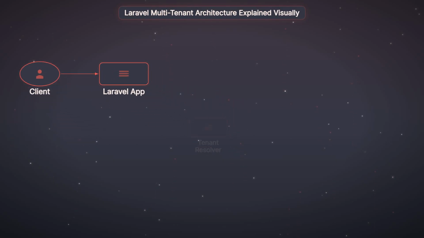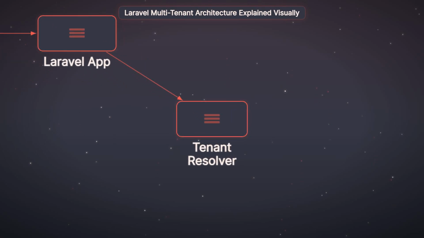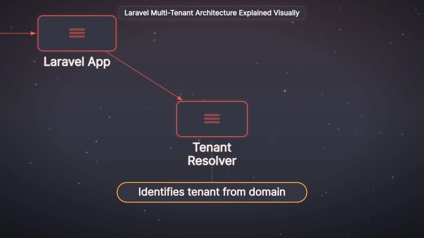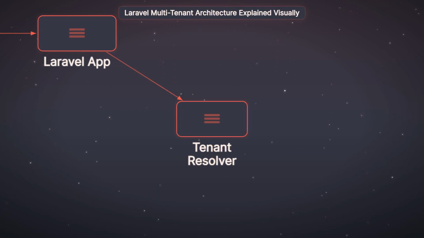Let's dive in. The first layer is the tenant resolver middleware. This component intercepts every request and inspects the domain or subdomain to determine the tenant ID. It then sets the tenant context on the request, which all downstream components rely on. Without this middleware, the app wouldn't know which database, cache, or queue to use. Think of it as a smart switchboard that routes each tenant's traffic correctly.